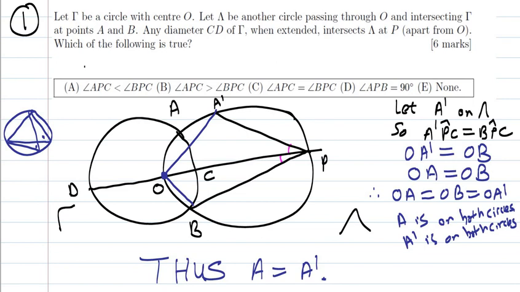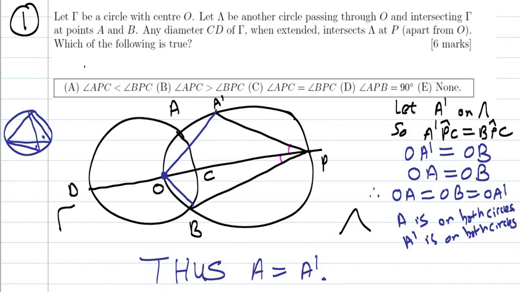what is the answer to this multiple choice question? So with this analysis, we see that A and A dash is the same point. And so, let me know in the chat, is the answer A, is the answer B, is the answer C, is the answer D, or is the answer E? What do you guys think?